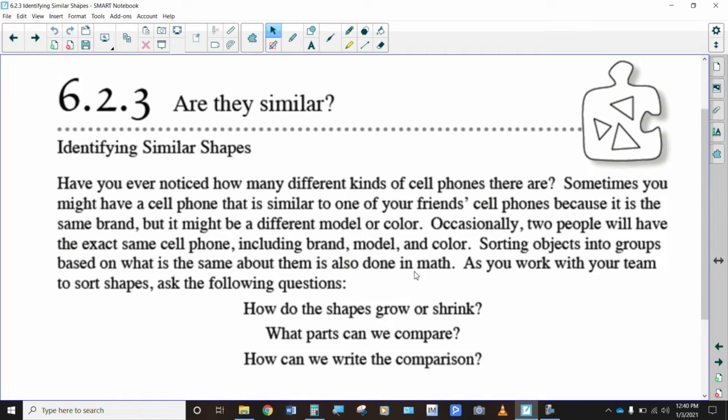As you work today to sort through some shapes, think about the following questions. How do the shapes grow or shrink? What parts do we compare? And how can we write the comparison?